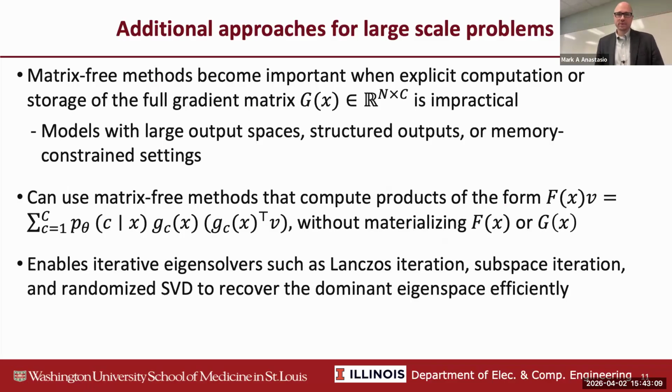Matrix-free methods become important when we can't explicitly compute or store the full gradient, or if the model output has a large dimension, such as structured outputs, or if it's a classification map or something like that. In any case, we didn't explore this class of models yet, but in principle, matrix-free methods can be used to compute that dominant eigenvector structure, right? Without having to compute and store the matrix, just by using matrix-free methods such as Lanczos methods or randomized SVD.